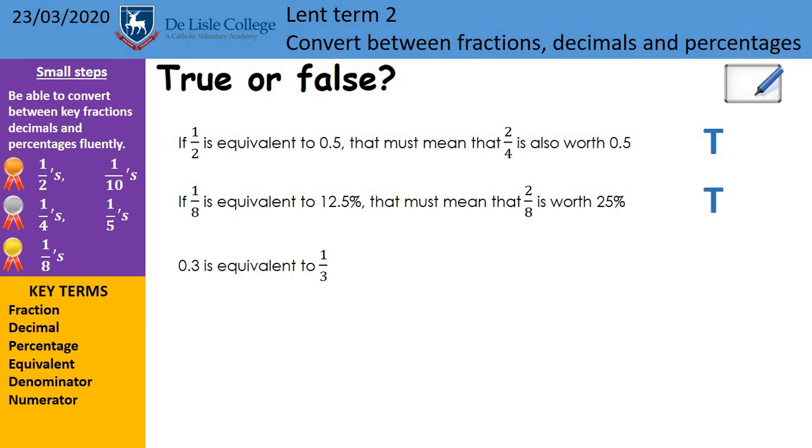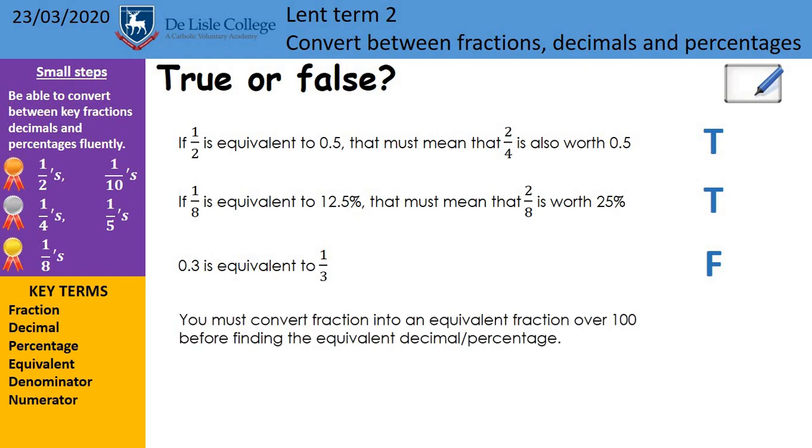0.3 is equivalent to 1/3. That's false, as we know that 0.3 is equivalent to 3/10. You must convert fractions into an equivalent fraction over 100 before finding the equivalent decimal and percentage. We know that's not always the case, as we found with our eighths work. 1/4 minus 1/5 equals 0.05. This goes back to our work on adding and subtracting fractions. Please pause the video whilst you try and work this out. And the answer is true.